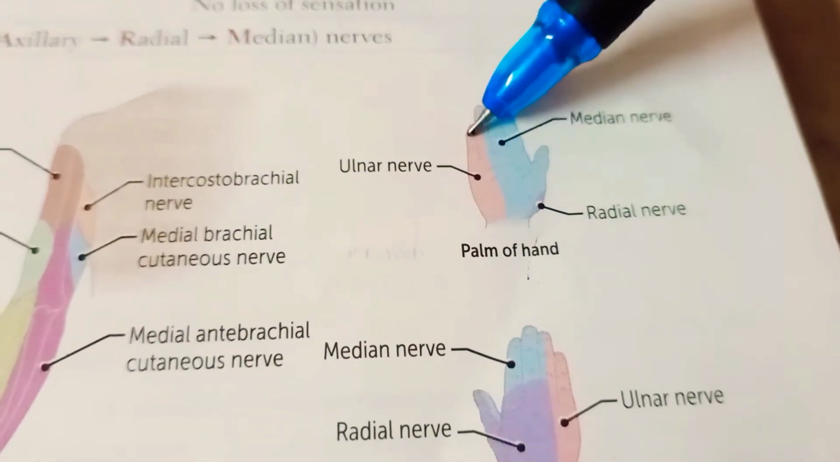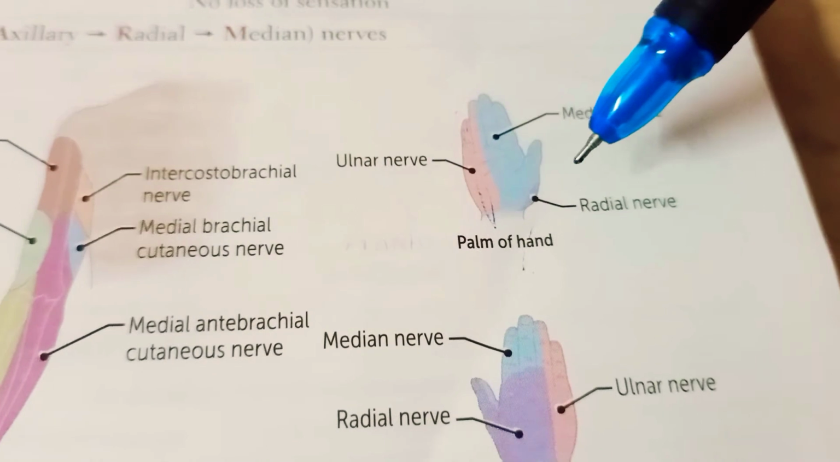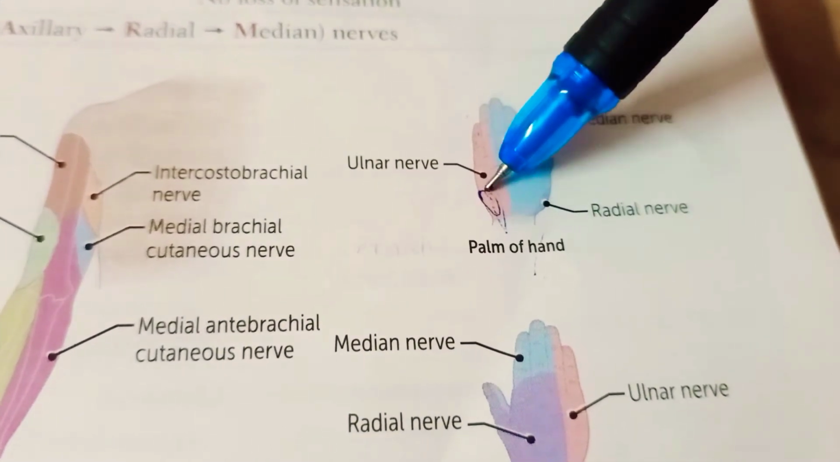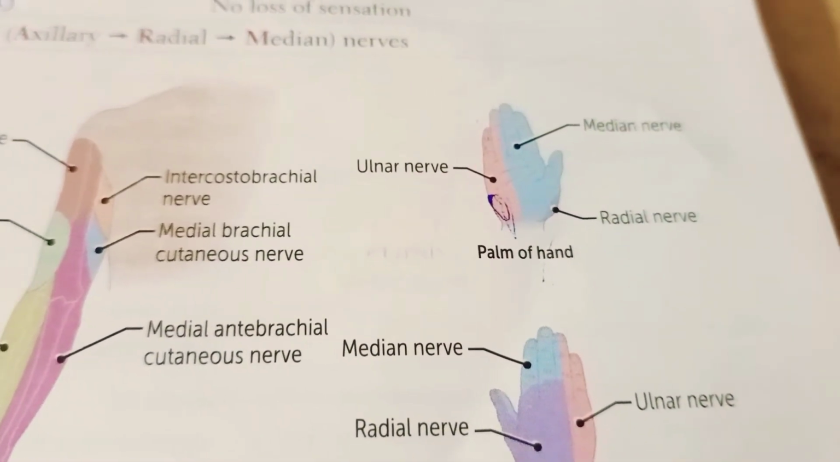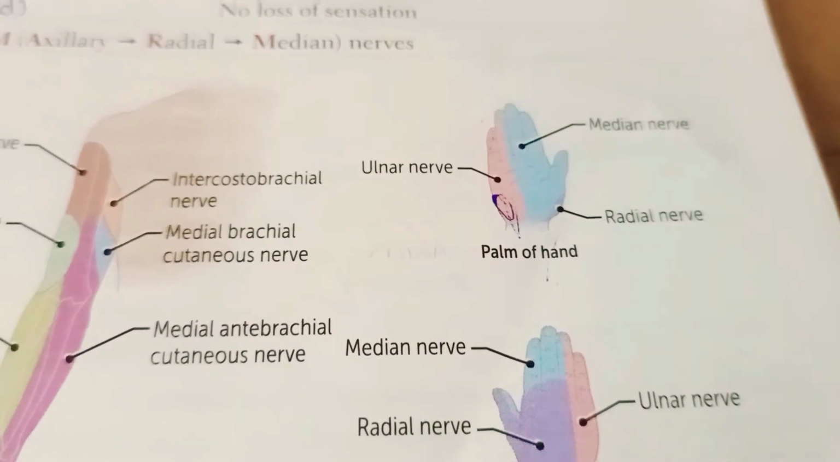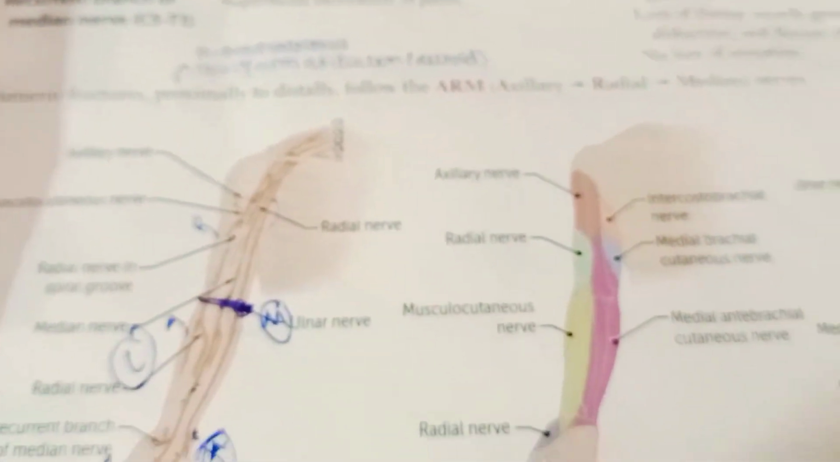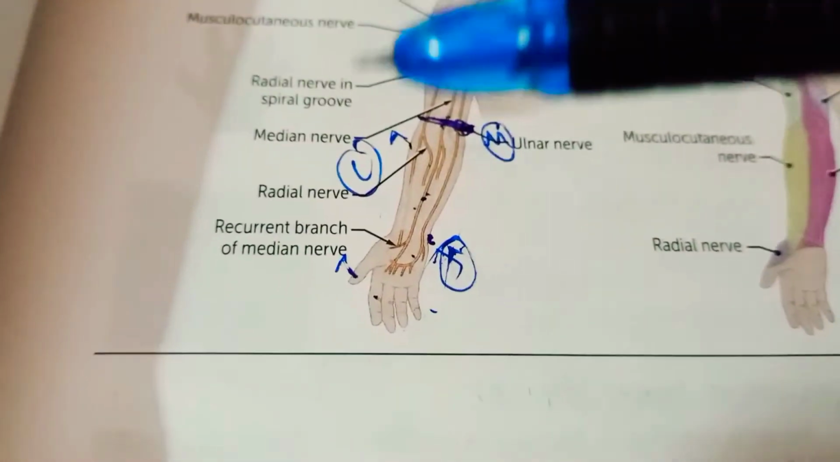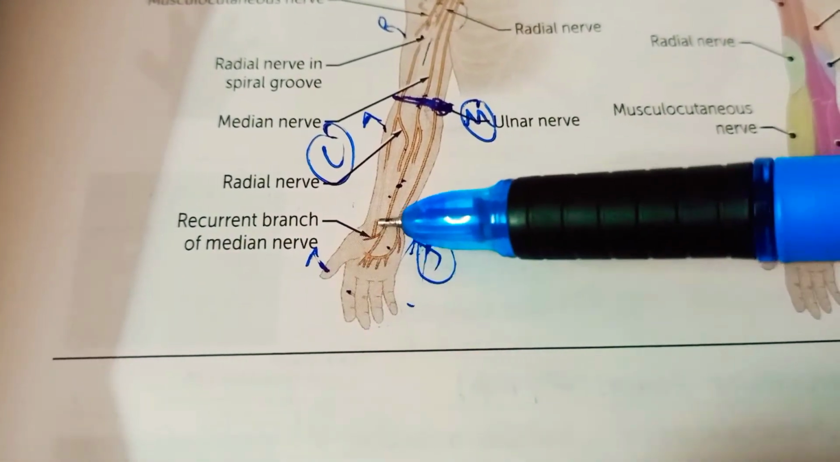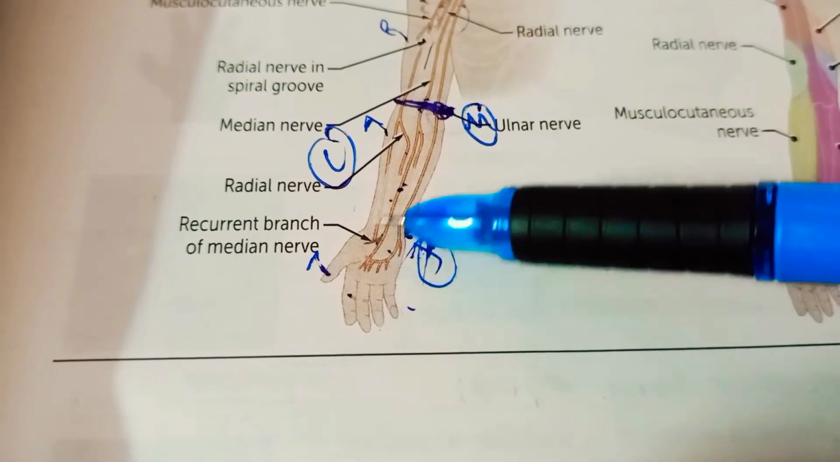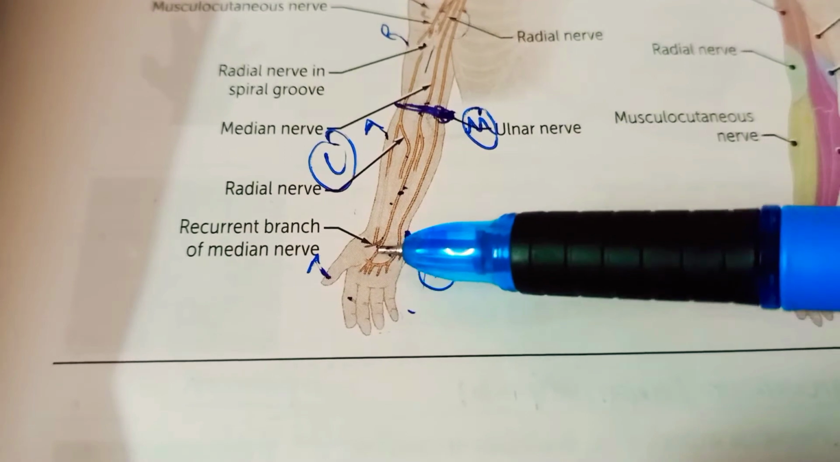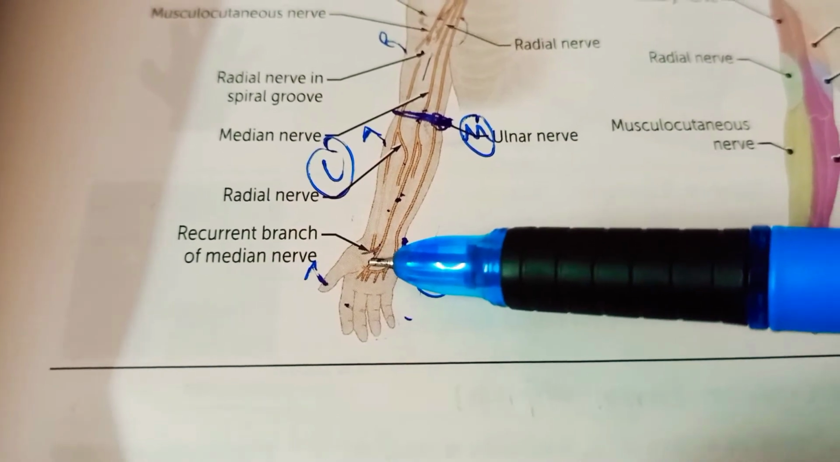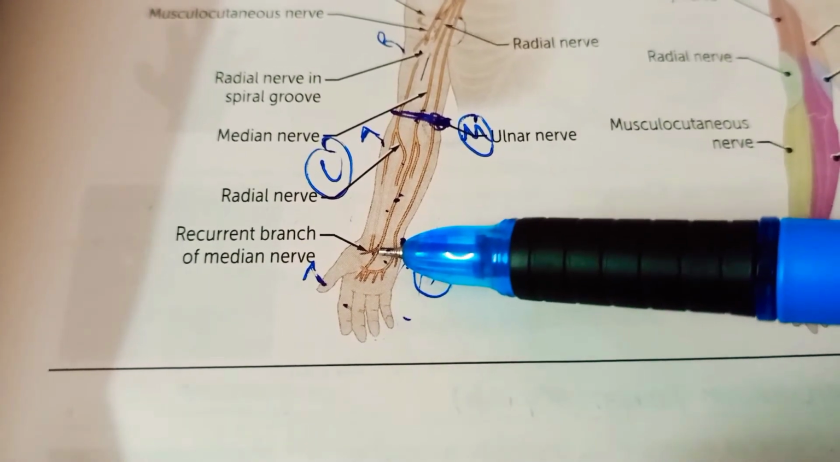There will be loss of sensation of ulnar 1.5 digits, including the hypothenar eminence, because of ulnar nerve lesion. Now lastly we are going to discuss the recurrent branch of median nerve. It is affected due to superficial laceration of the palm, and it will also lead to ape hand.